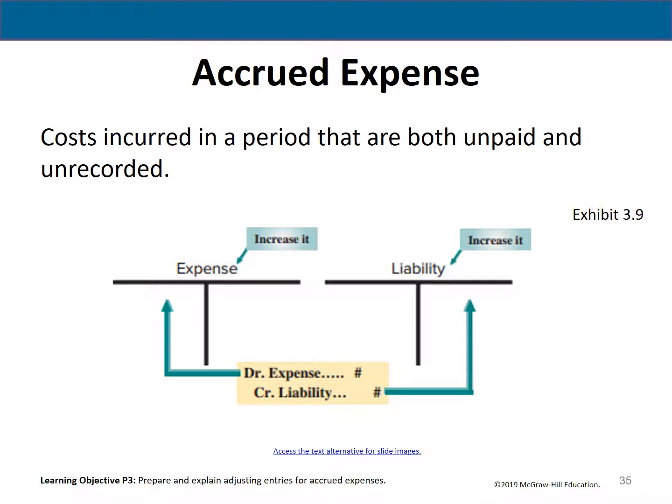So remember, an accrued expense is both unpaid and unrecorded. So you've got to get it recorded as an expense. And since it hasn't been paid yet, the opposite side of the journal entry will be increasing a liability.